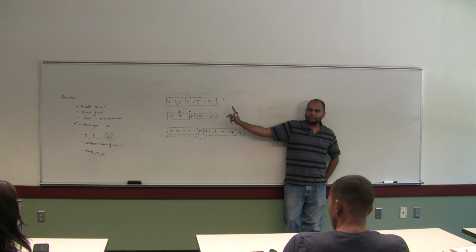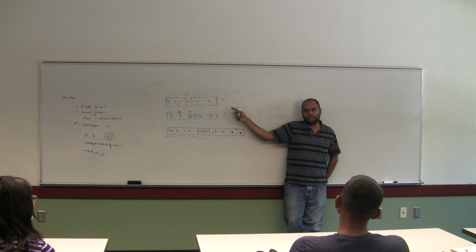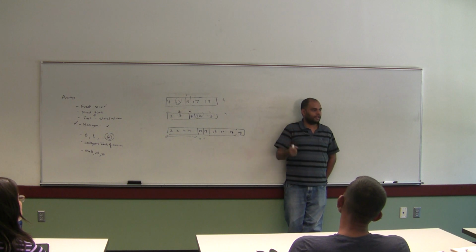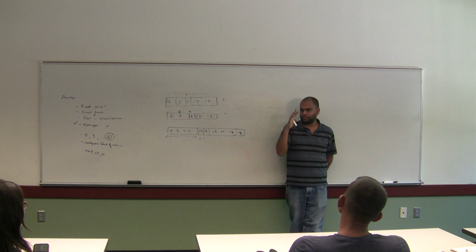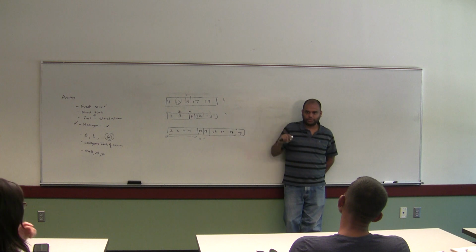Because the devil is in the details, there are cases where one is odd and the other is even, or both are even, or both are odd. How do you actually figure out the right way to manage this? So please make sure that you do that.